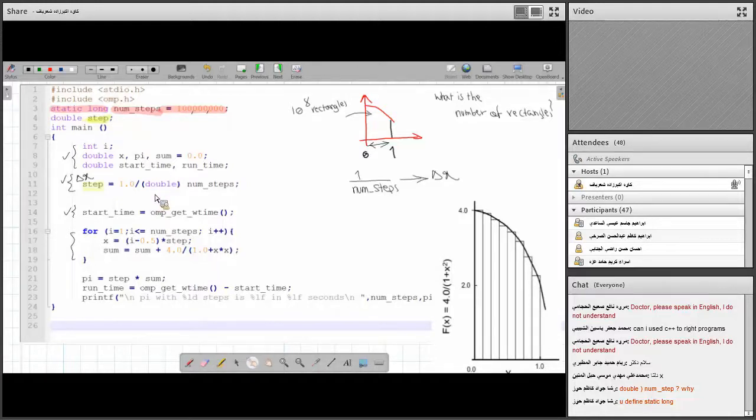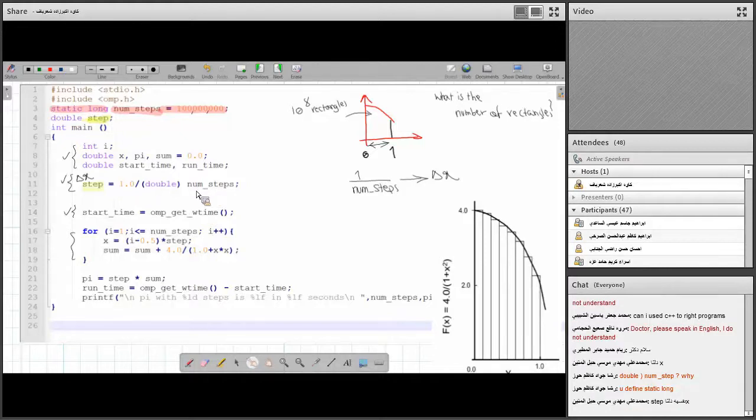This is typecast, Rosha. Typecasting. 1.0 is a double variable. We should convert the number of steps to double precision. This is typecasting.